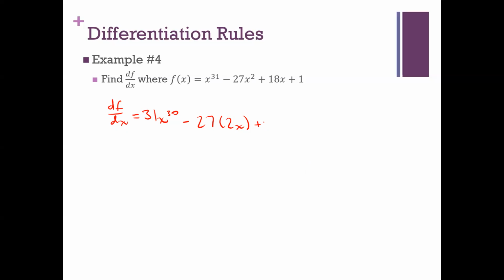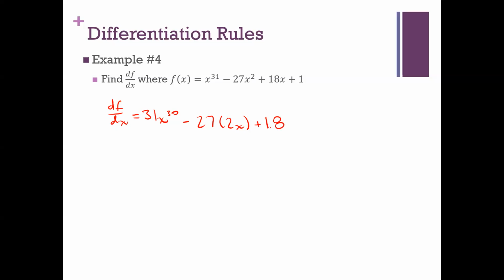Just 18. Why is it just 18? Because x is x to the power of 1, and the derivative brings down the 1 and leaves x to the power of 0, so 18 times 1 is 18. Another way to think about this: we know we can take these things one term at a time.